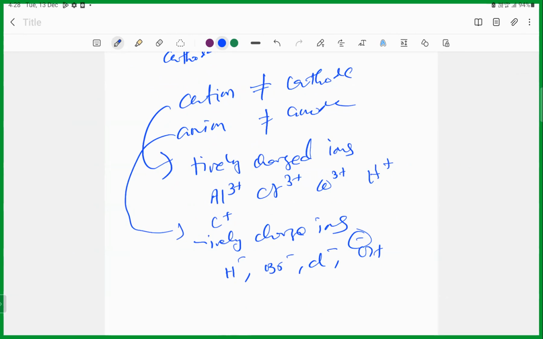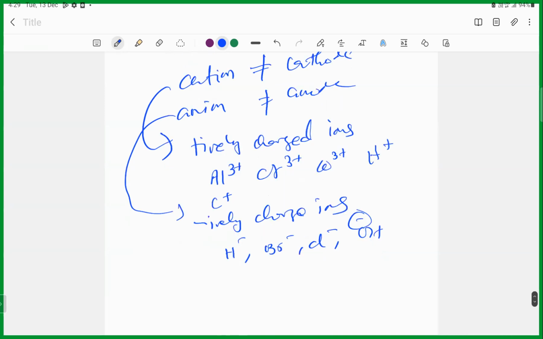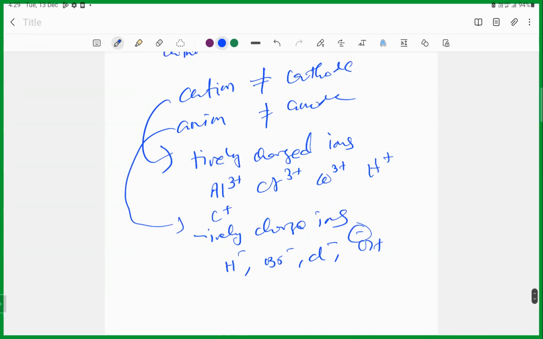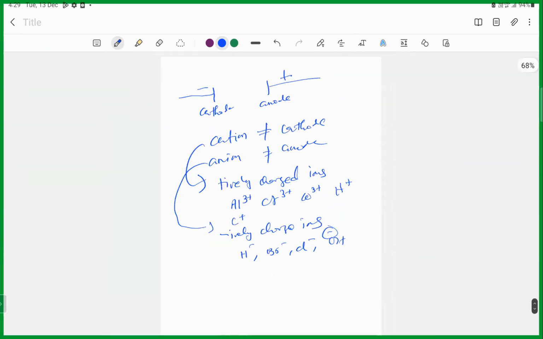No problem. Whether the electron is accepted or given out, based on that only it will react. Generally, at the cathode, reduction will take place. At the anode, oxidation will take place. This is what we will learn from electrochemistry. So leave that one. Now your doubt is clear.